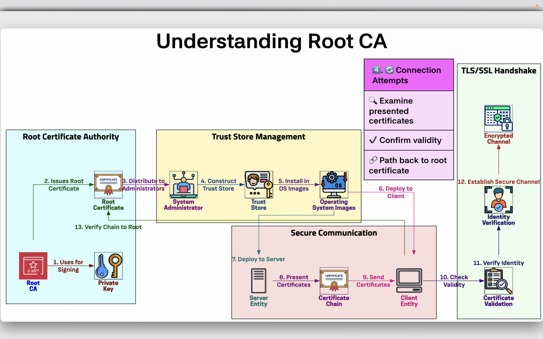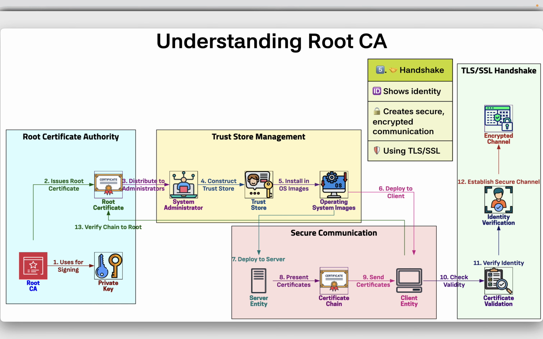Connection attempts. So when things try to connect, they examine the certificates presented to confirm they are valid and that there is a path back to a root certificate in their trust store. Handshake. So if the checks pass, a handshake happens between the resources. It shows the identity of each to the other and creates a secure, encrypted way for them to communicate. And this happens using TLS SSL.